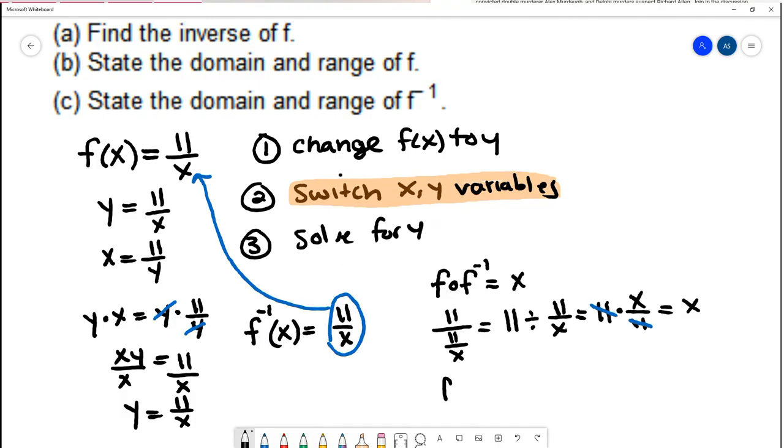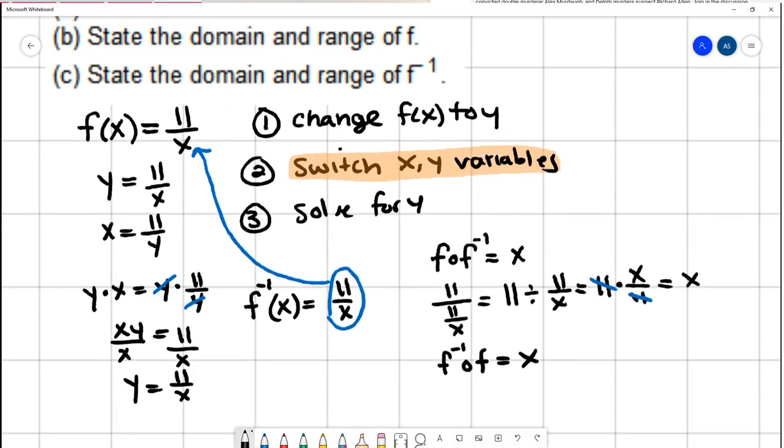Also, if we verify the other way, f inverse composed with f, we get the exact same calculation, giving us x. So these two functions are inverses of each other. Or stated more clearly, this function is an inverse of itself.